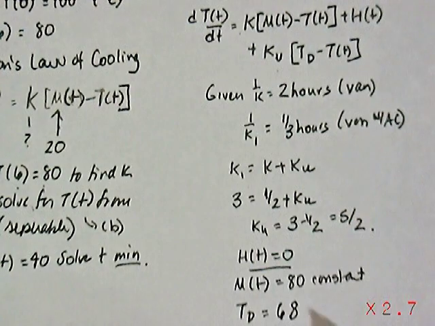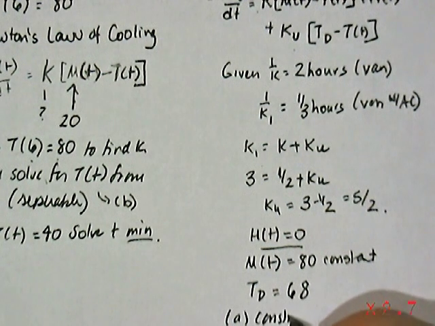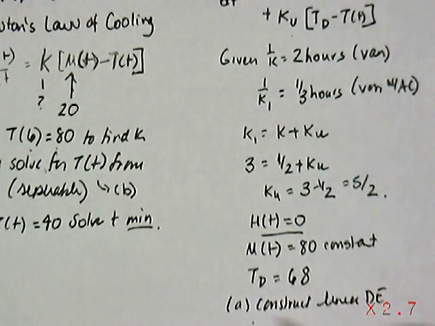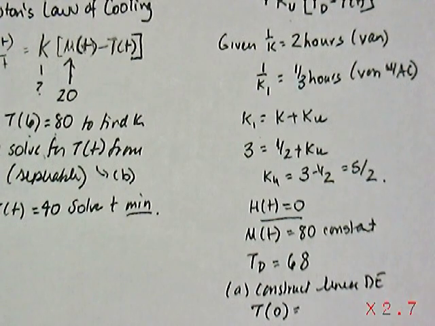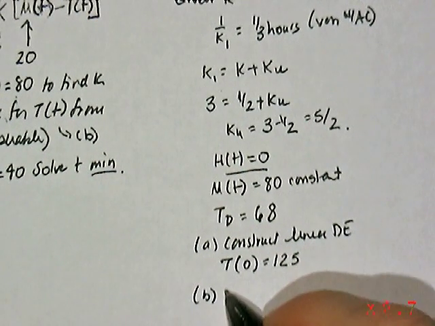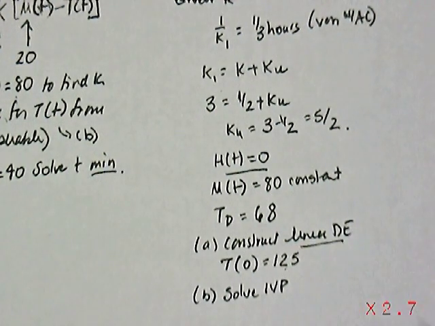And then what you're doing in part A of this particular problem is to construct a linear differential equation. And not only that, you'll have the initial condition, so it's going to be an IVP problem, because you're going to have the initial condition that initially the inside temperature of the van has heated up to 125 degrees. Ouch. So that's going to be the initial condition. And then having done that, in part B you would be solving the IVP associated with the linear differential equation with that initial condition.